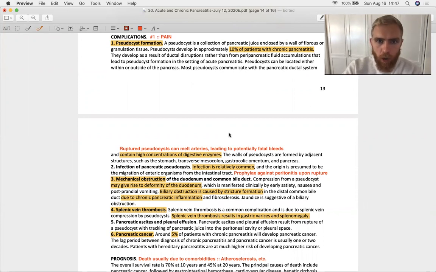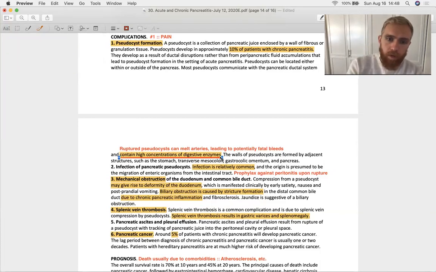Pseudocysts. We've talked about a pseudocyst. It's encapsulated. If you see something with a big circle wall around it, it's a pseudocyst. Now, they can get infected. The pseudocysts contain high concentrations of digestive enzymes. That's important to know, because if something pops that pseudocyst while it's inside of you, all of a sudden you have proteolytic enzymes spilled, soaking all of your guts because it's in the peritoneal cavity. And that's really bad.